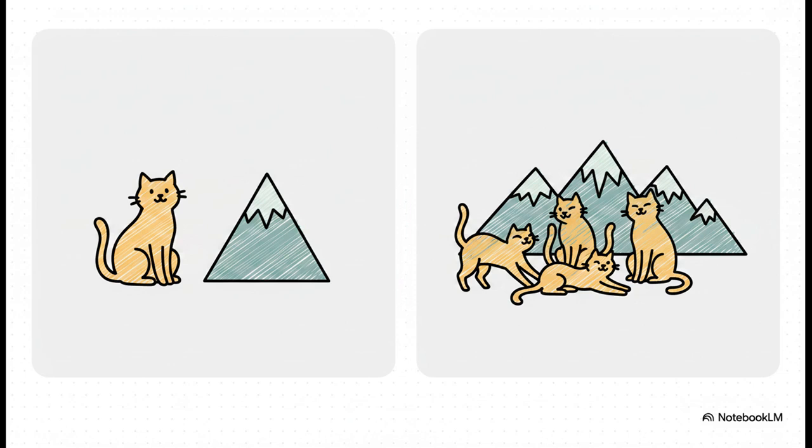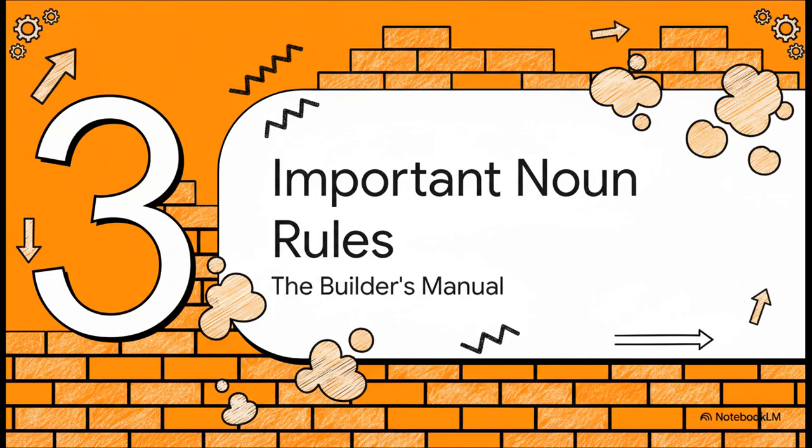Rounding out our noun families, we have singular and plural nouns. Super simple concept here. Singular means just one, a cat or a mountain. Plural means more than one, cats or mountains. But while the idea sounds incredibly simple, plural nouns actually have some very specific rules that govern them. Let's look at those.